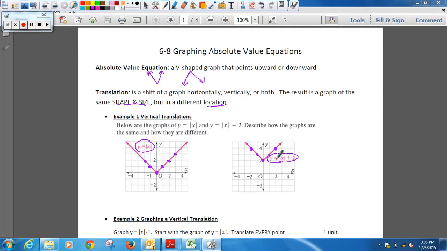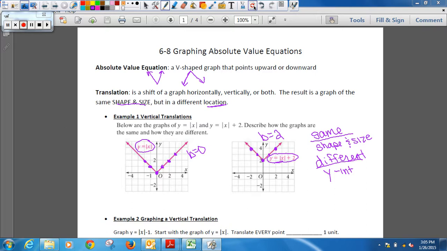How are they different? Well, first of all, it asked for how are they the same. They are the same because they have the same shape and size, and I checked that by making sure they went up 1 over 1 to the next point. So that means both sides have the same slope. How are they different though? The difference is their y-intercept. This one has a y-intercept of 0. This one has a y-intercept of 2. So the difference there is their y-intercept, or it moved up 2.